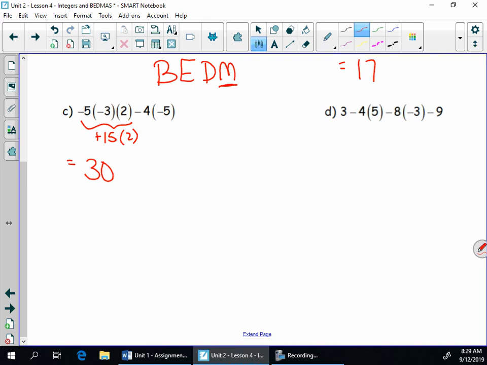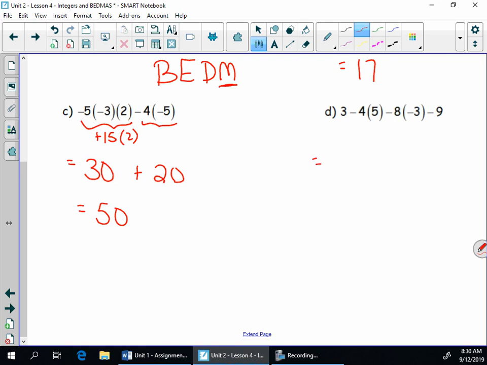Okay, we also said the other day when we're multiplying, we can do it more than once in the same question if they're separated. In this case, they are. So in the other part, I've got negative 4 times negative 5. 2 negatives make a positive, and 4 times 5 is 20. Adding 30 and 20 makes 50. Okay, let's try and use that idea in the next one.